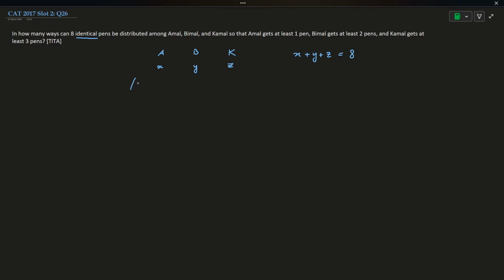There are conditions that are given in the question, guys. And what are the conditions? X is greater than or equal to 1. Please remember, guys, these are pens, they cannot be negative, these are positive integers. X, Y, Z belongs to natural numbers, not whole numbers, guys. No one can get 0 pens. Because X is greater than or equal to 1, Bimal is Y, so Y is greater than or equal to 2, and Kamal gets at least 3, that means greater than or equal to 3.